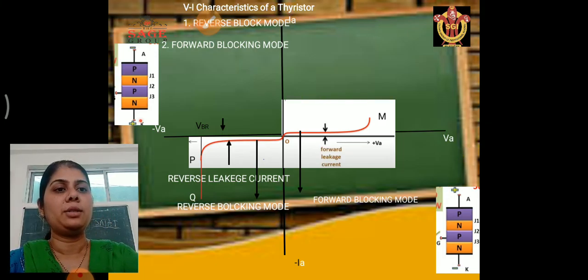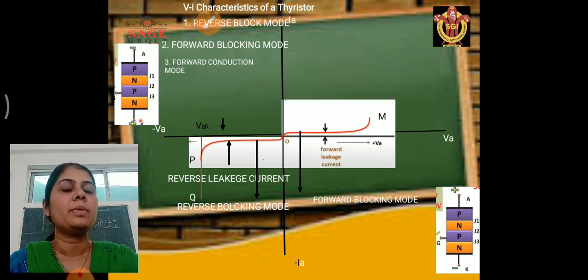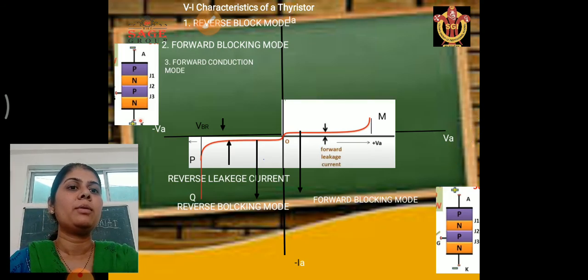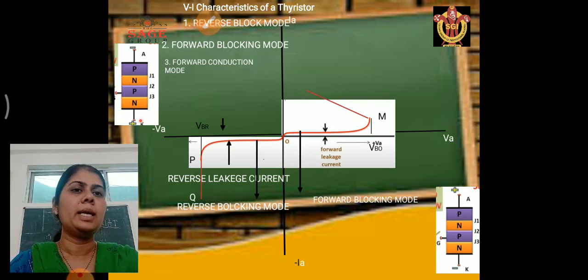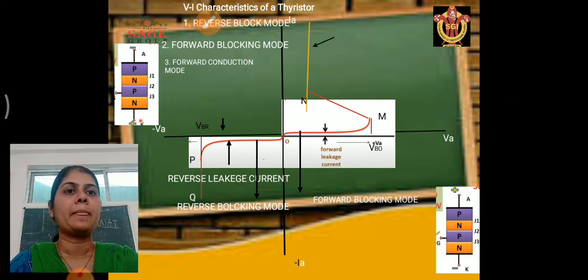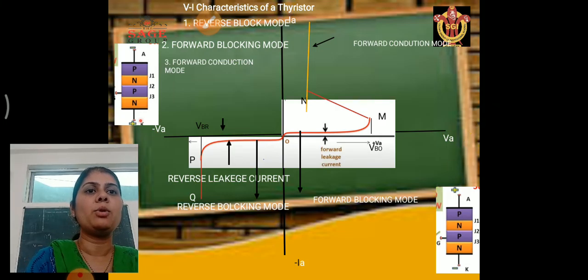After applying voltage, if we gradually increase the applied voltage in forward blocking mode, at a point M, at a voltage VBO, the break-over voltage, our thyristor starts conducting, meaning our operation shifts from O to M point to N point, and after the N point proper conduction starts. This shows the forward conduction mode.